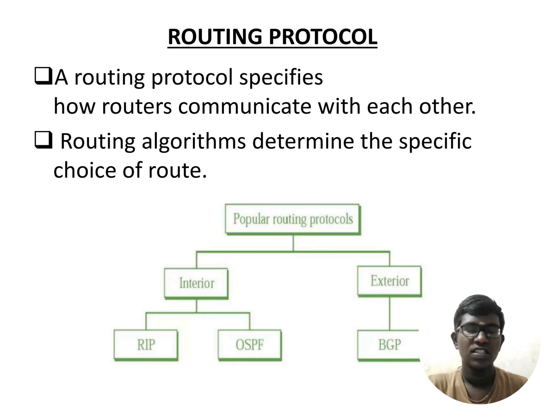The routing protocol specifies how routers communicate with each other. Routing algorithms determine the specific choice of route. The popular routing protocols are of two classifications, interior and exterior. Interior include RIP and OSPF, and exterior include BGP.